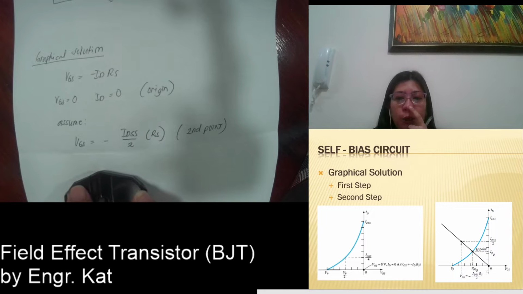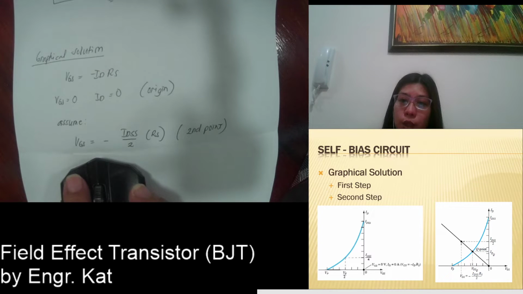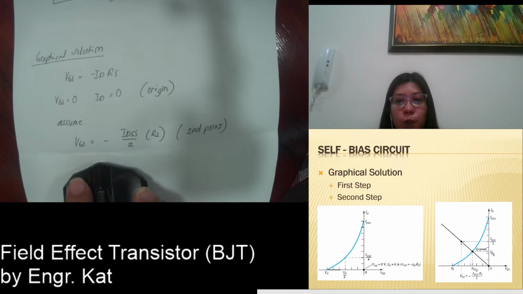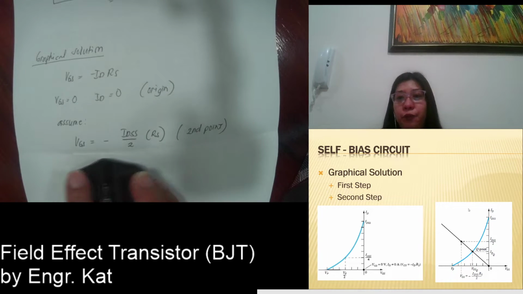Okay, so we draw the straight line. This is your straight line. Since our equation is linear, your line is a straight line, and the intersection of your transfer curve and your straight line is your Q point. Projecting this to your current, that will become your IDQ, and projecting it downward, that is your VGSQ. Okay, as simple as that.